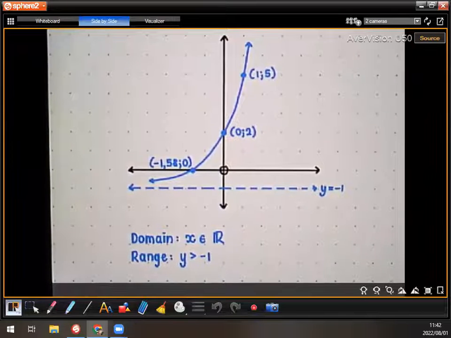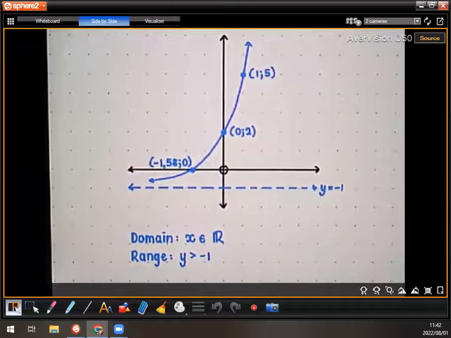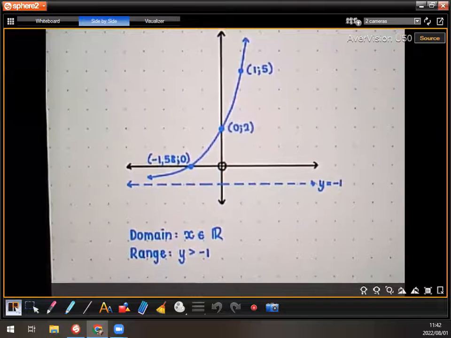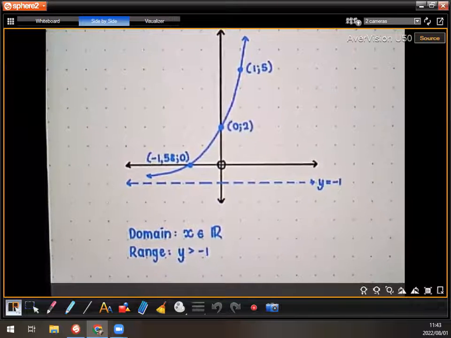Your range, you're going to have to look at your asymptote. So in this case, because the graph is above the asymptote, you have to say y is greater than that asymptote. Can you say equal to negative 1 there for the range? Is it going to touch the asymptote ever? No. So you can't say y is greater than or equal to negative 1. You just have to say greater than.